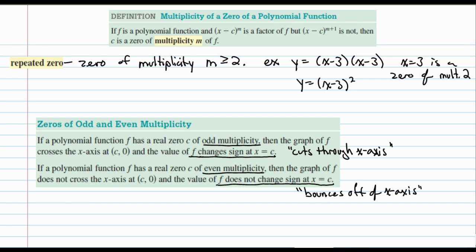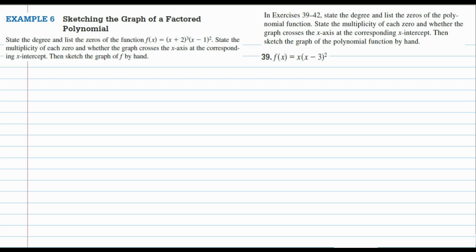Well, let's look at a couple examples. Example 6, we're going to sketch the graph of this factored polynomial. First we're going to state the degree and list the zeros of the function, and state the multiplicity of each zero, and whether the graph crosses the x-axis at the corresponding x-intercept. Then we'll sketch the graph by hand.